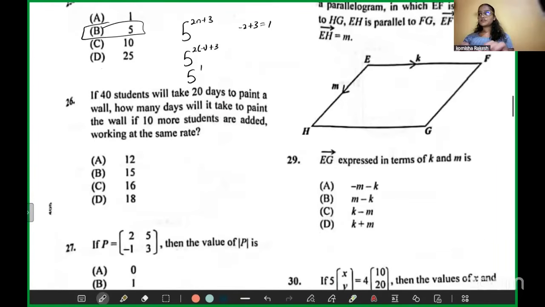Somebody in the comments would like to know if they would change up paper one the way they change up paper two.